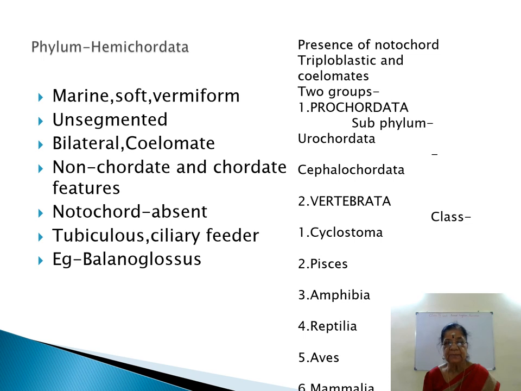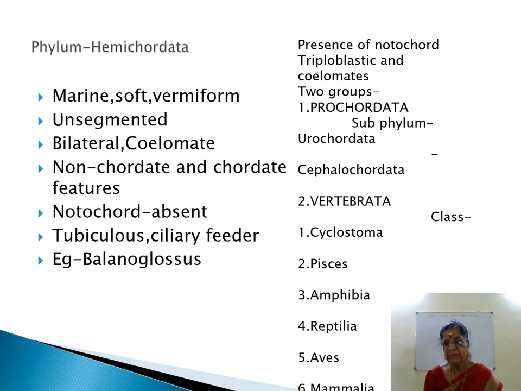The next phylum is Hemichordata, marine, soft, vermiform, unsegmented, bilateral and coelomate. They usually have a notochord, but here in Hemichordata it is absent, and it is a ciliary feeder. It is usually a marine form, so marine water with soil particles comes in, and the cilia filter it, so it is called a ciliary feeder.